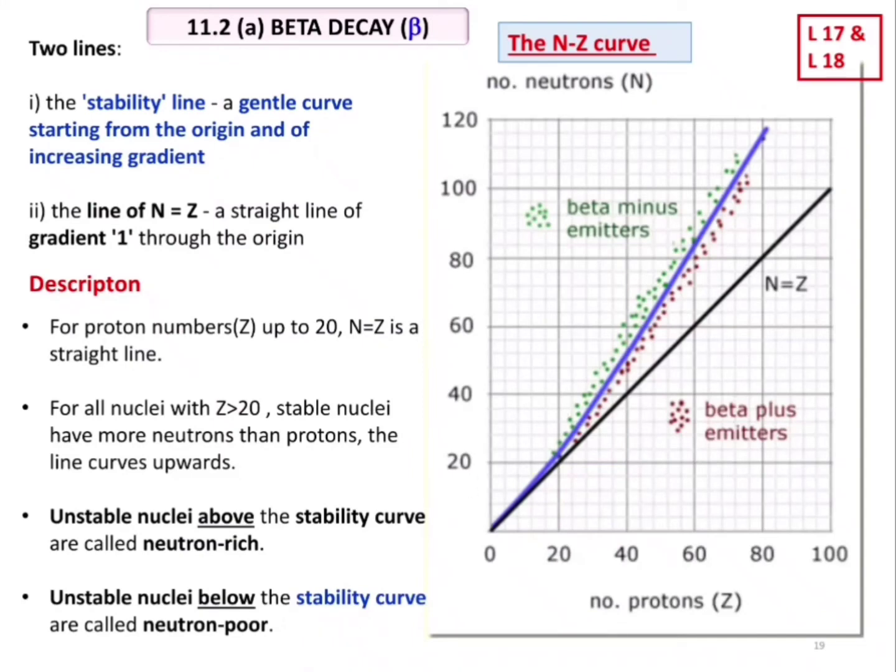Then we look at the description. For proton number Z up to 20, from 0 to 20 here, N equals Z is a straight line. For all nuclei with Z greater than 20, stable nuclei have more neutrons. So stable nuclei have more neutrons. Starting from 20 here, the line curves upward, which is the blue line.